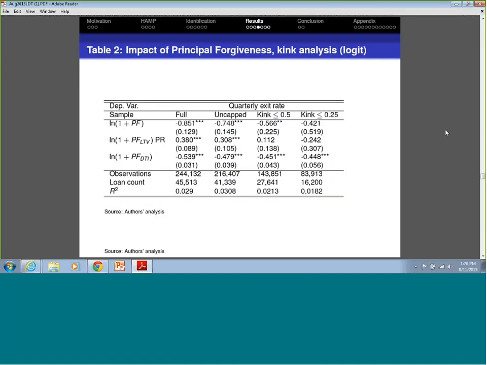I'm showing an exercise here where we're zooming in on the kinks. Just to make sure that our results aren't being driven by outliers or any kind of structural thing, we try to get as close to the kinks as we can. But we don't have enough power to get very close in, but our coefficient does stay fairly stable.